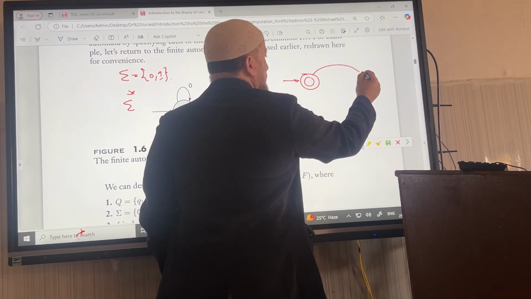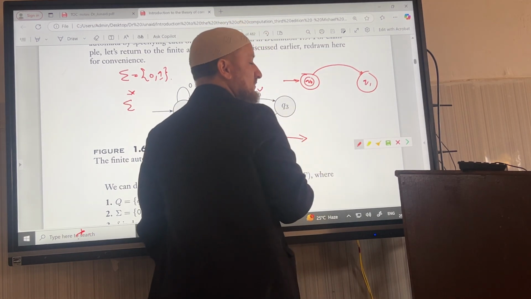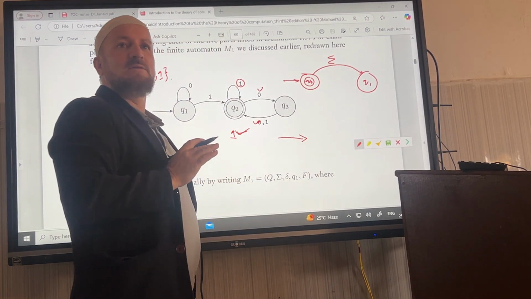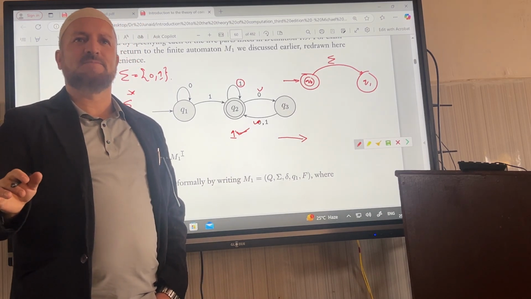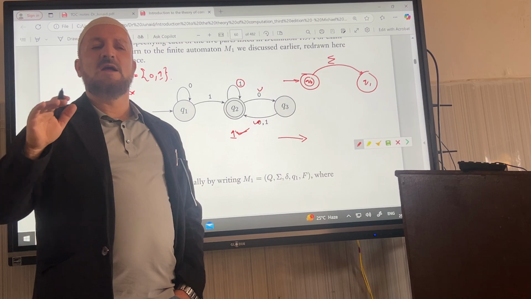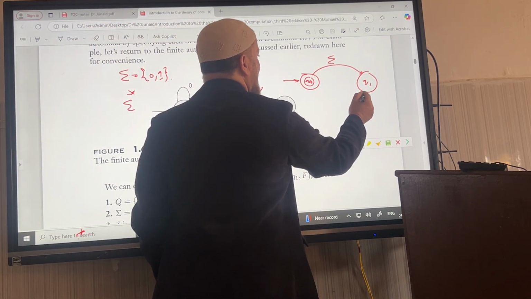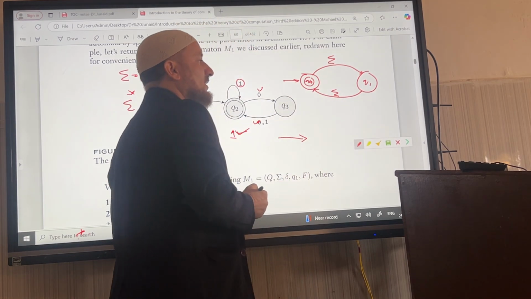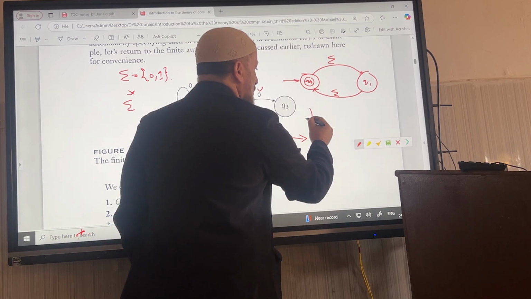And I am going from this state to this state, so this is Q0 and I am going to Q1, on any alphabet. There is no limitation, whatever alphabet we have, it doesn't matter. It goes to Q1, but again on any alphabet, again it will go to the accepting state. So what will be the language of this?